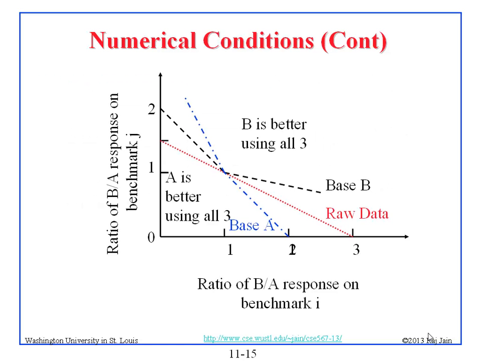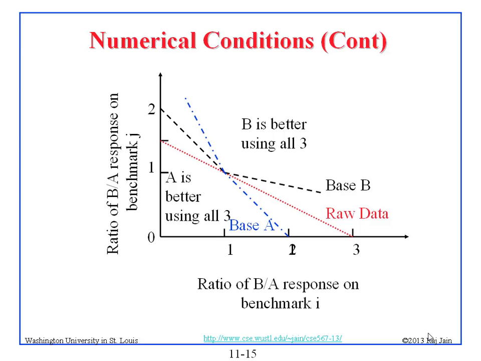And the conclusions are that if you just take the raw data and take the average, what are we plotting here? We are plotting 1, 2, and 3, the ratio of B to average response on benchmark I. So this is the X, and this is the Y. And this line simply says that over here B is better, over here A is better.